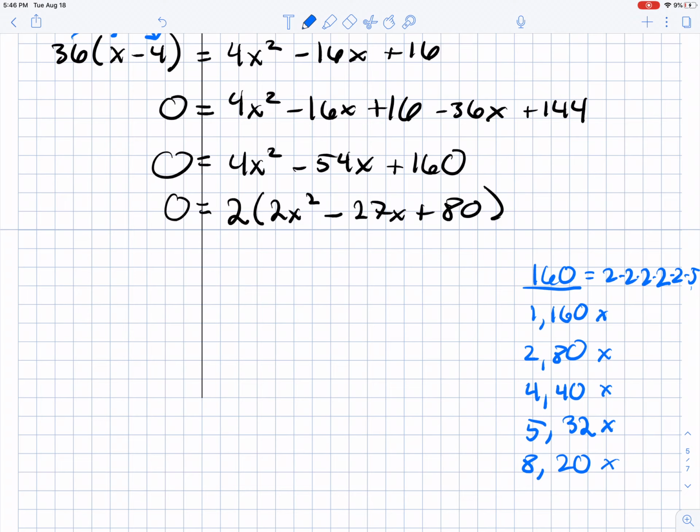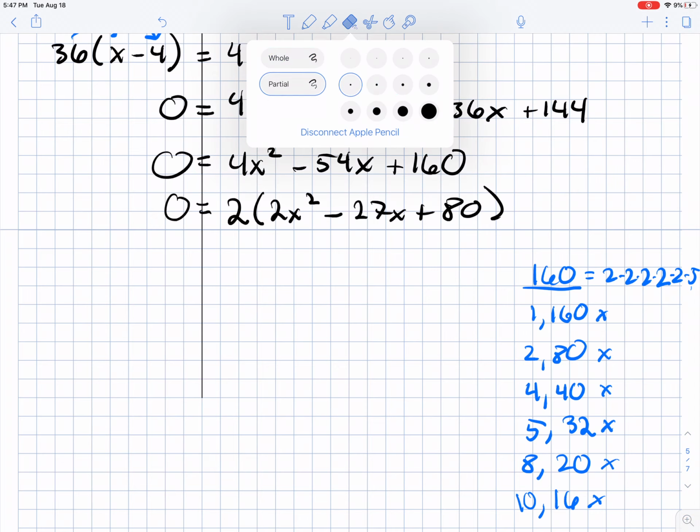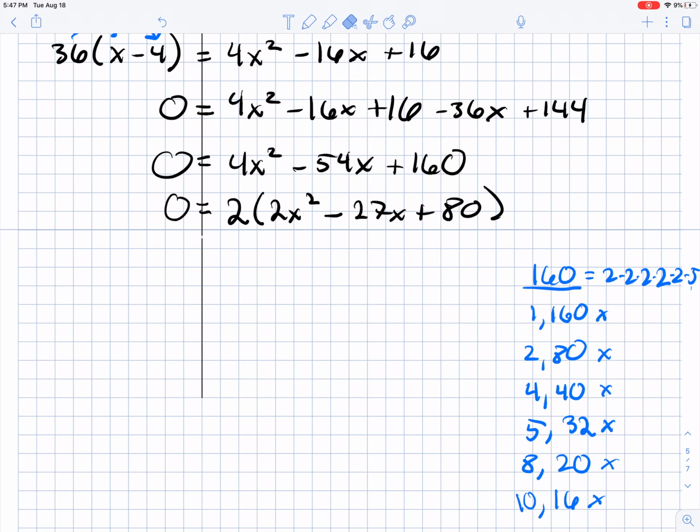We can do 10, and I think 10 puts us on the other side. If we do 10, it's 16, but they add up to 26. And so now that they added to something less than 27, we might not be able to factor this one with integer results. So this line added up to 28, that line added up to 26, and we were looking for the line that added up to 27. So the only other thing we can consider here to go further is the quadratic formula.